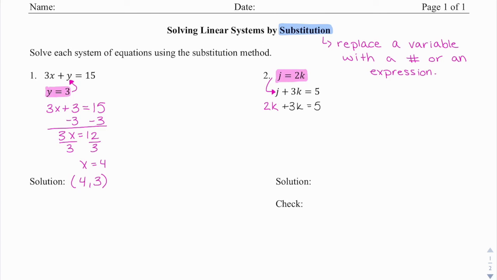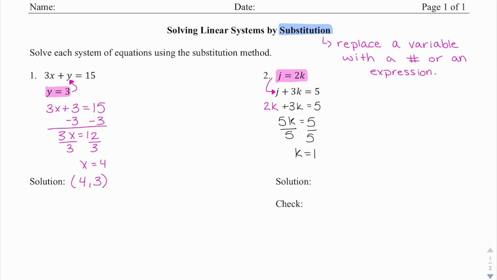So I have 2k plus 3k equals 5. Combine like terms to get 5k. Divide by 5. k equals 1. The whole point of doing this is so that we can eliminate one variable and just work with another. So I'm replacing j so that I only have k's in this problem.